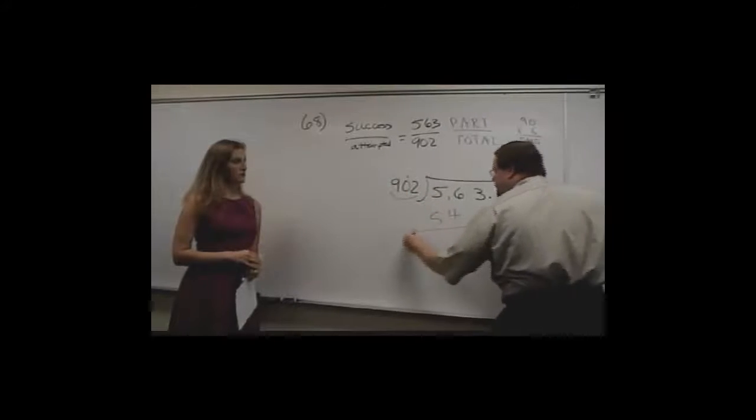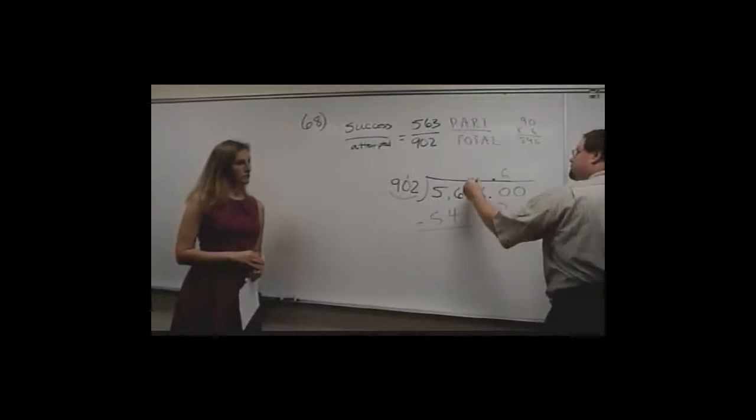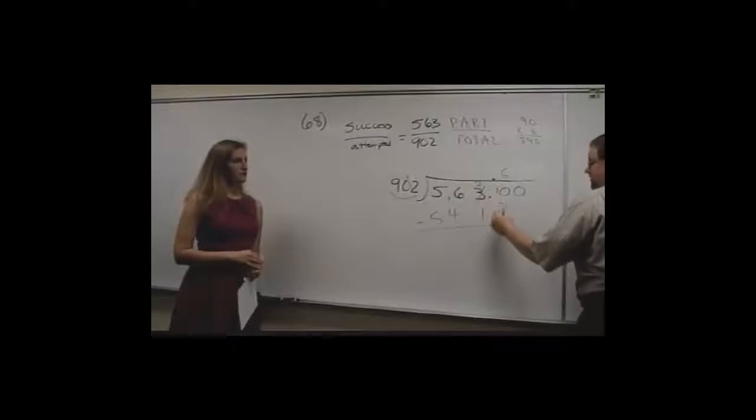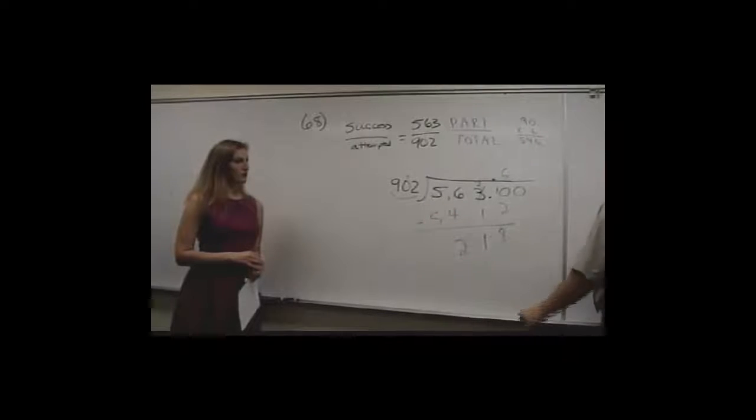We're going to subtract. I can't take 2 from 0. Borrow. 10 take away 2 is 8. 2 take away 1 is 1. 6 take away 4 is 2. 5 take away 5 is nothing. And then you have to now bring down the next 0, and you get to repeat the process forever.